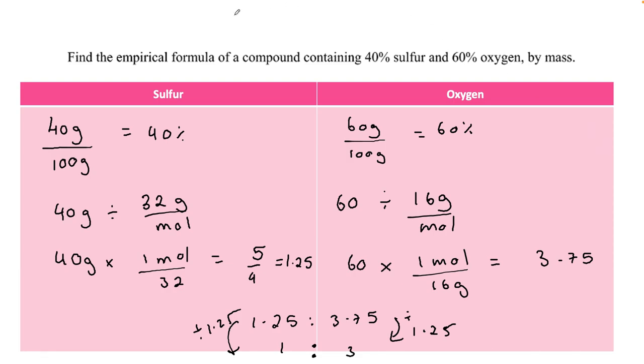How do I get the empirical formula then? Well, it's sulfur is to oxygen. And what I've just found out is that it is 1 sulfur for every 3 oxygen that I have. So it's SO3 is what we're looking at. Let's take a look at another calculation.